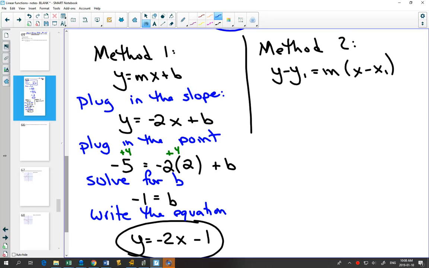So this time when I went through it, I didn't write that down. But again, if you want to put that in your notes again, so when you study this, the blue part is what you need to know. You need to plug in your slope and plug in your other point to find b so that you can write your equation.